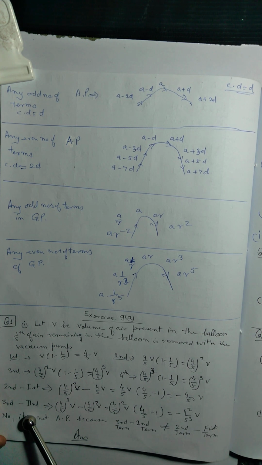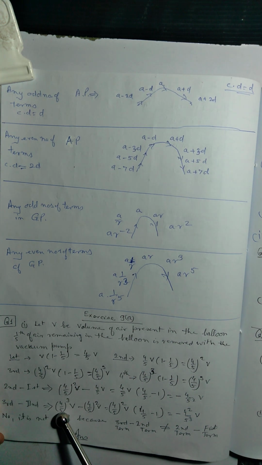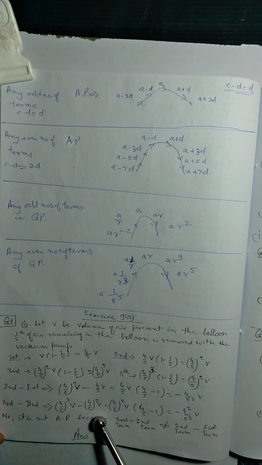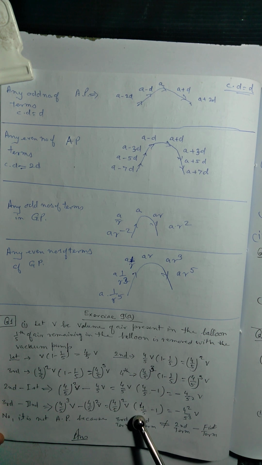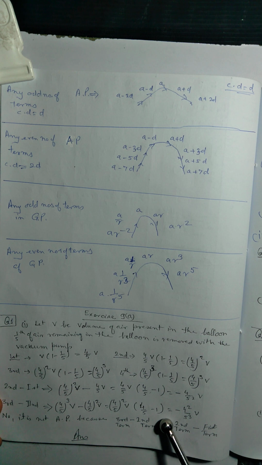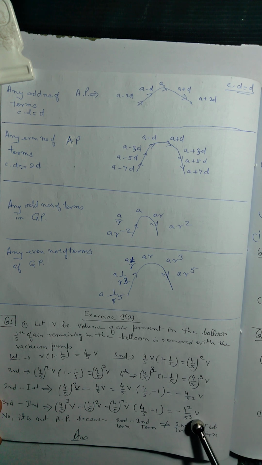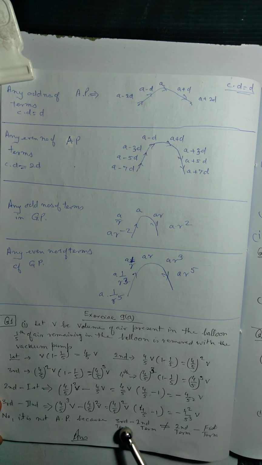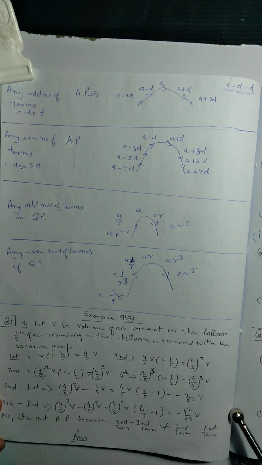In the third and second terms, if you subtract the second term from the third term, you will get 4 by 5 whole cube V minus 4 by 5 whole square V. You will get 4 by 5 square V, inside the bracket you will get 4 by 5 minus 1, and that will be equal to minus 4 square by 5 cube V. No, it is not an AP because the difference of the third term and second term is not equal to the second term minus first term. Hence, it is not an AP.